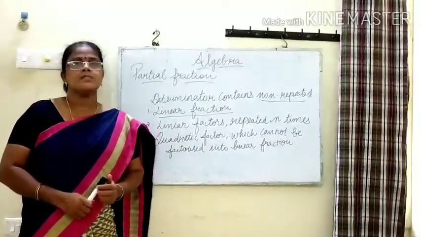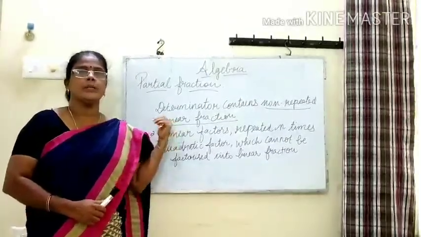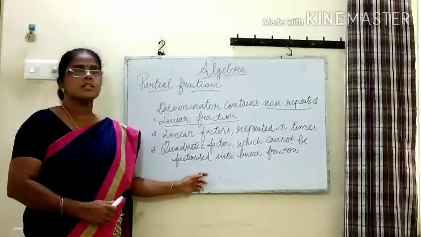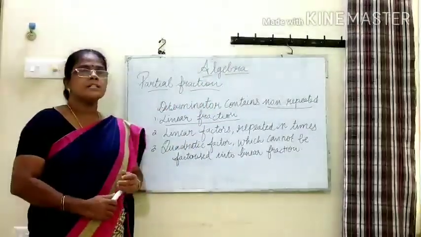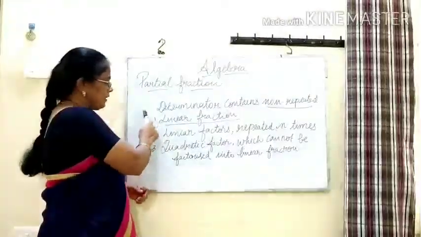In the previous class we revised the monthly portion. Today we are going to the new chapter called algebra. In this chapter we are going to see the first topic, partial fractions. In partial fractions there are three types.